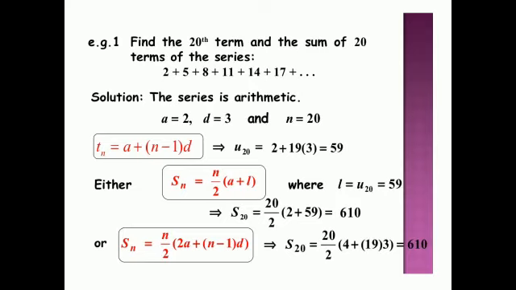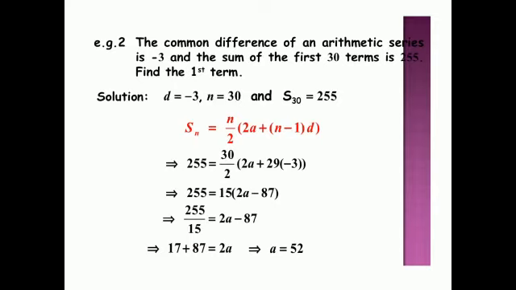What is the first term? It is 2. If you know the first term and the last term, we can use the first formula, Sn is equal to n by 2 into (a plus L). Some special cases only, we can use both formulas. Otherwise, go for the format. If you know the first term and last term, use the first formula. If you don't know the last term, go for the second formula.